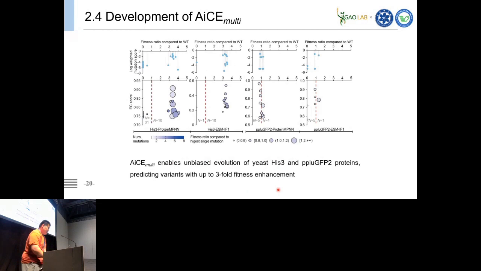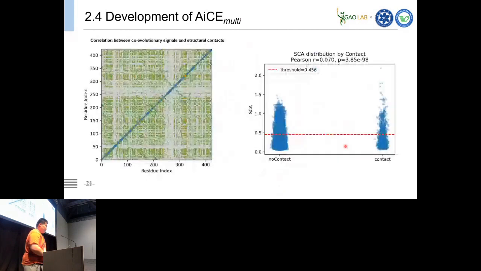So we tested ACE multi on 4 antibody datasets and 2 other proteins, H3 and PPRUGMP2. In both cases, ACE multi successfully identified mutation combinations that improved fitness.